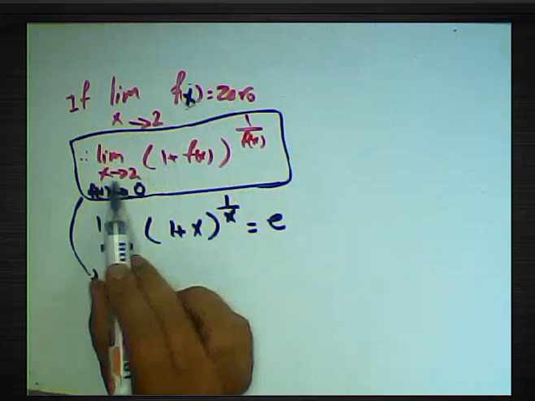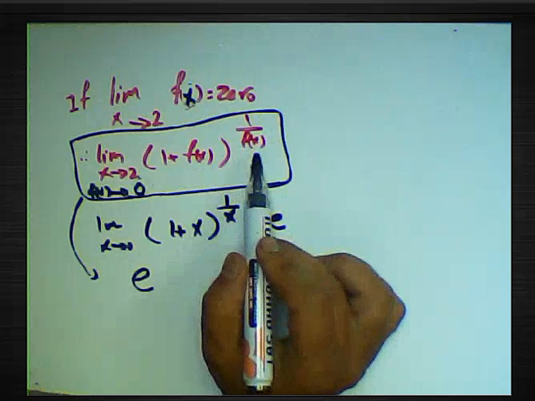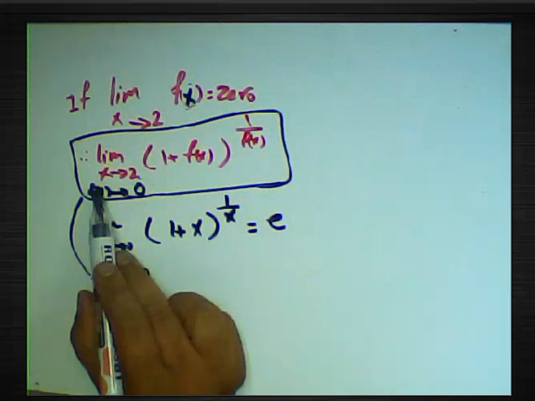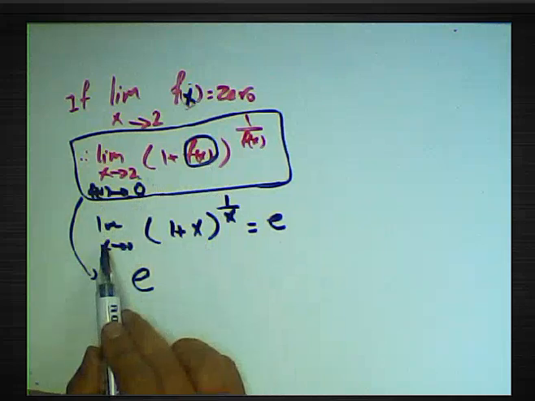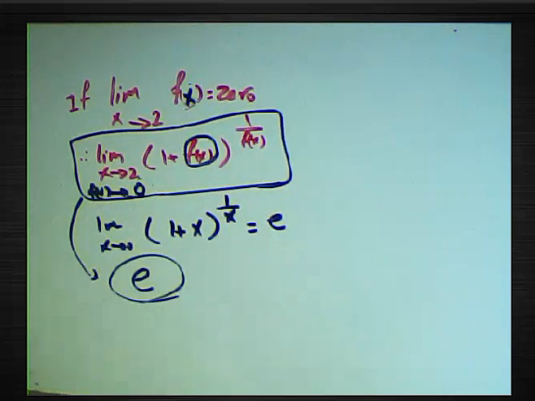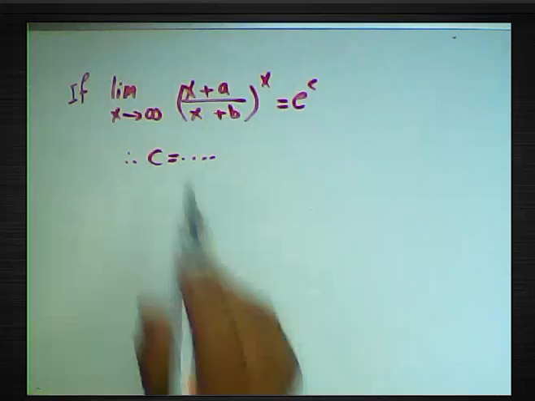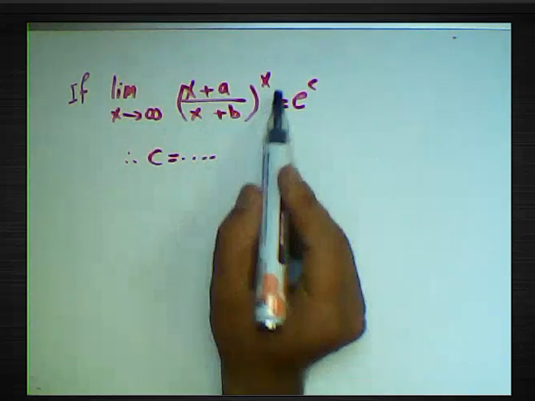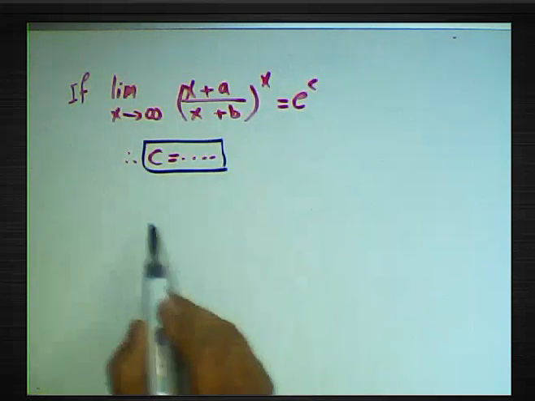The limit as x approaches 0 of (1 plus f(x)) to the power 1 over f(x) will be e, when f(x) approaches 0. So the result will be e. If the limit as x approaches infinity of ((x plus a) over (x plus b)) to the power x equals e to the power c, we want to find the unknown c here.